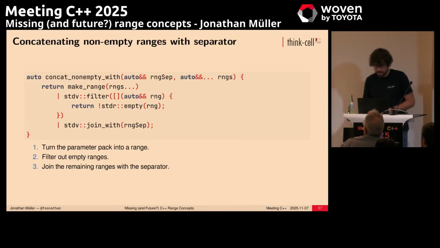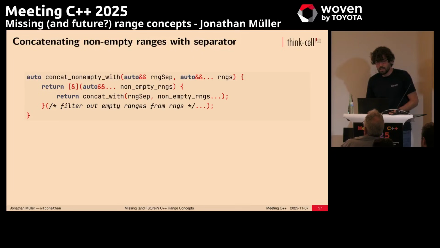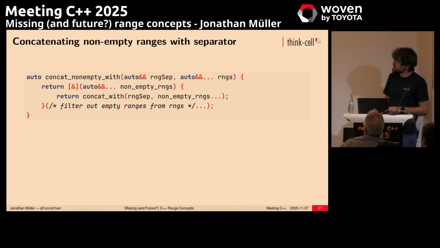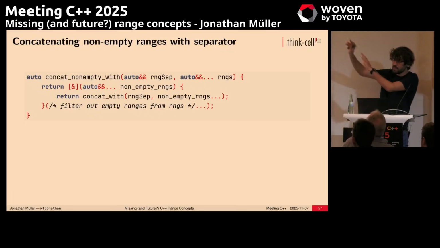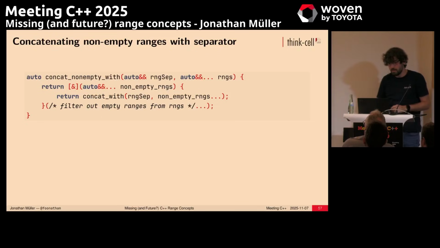So I just said, okay, no problem. I can specialize it. If all the ranges are compile time sized, we just use this implementation. We can filter out the parameter pack at compile time to filter out the empty ranges. Then we have the empty ranges, and then we just use concat with. Right? It works. It's just a bit of ugly metaprogramming.